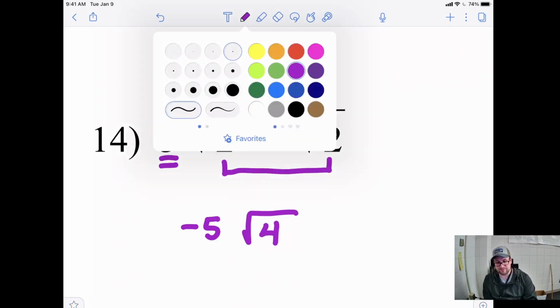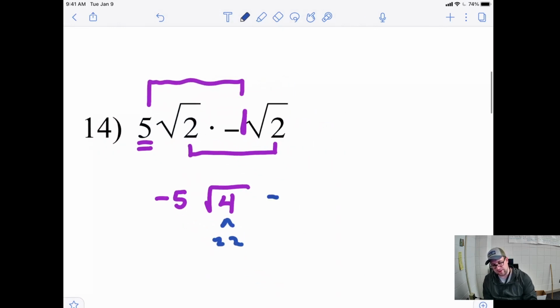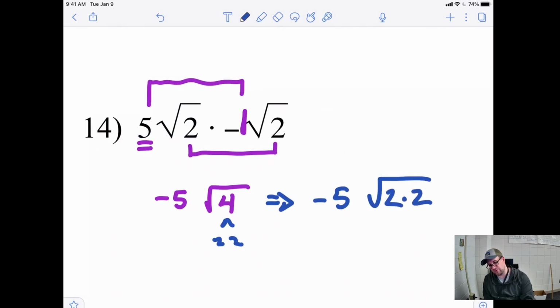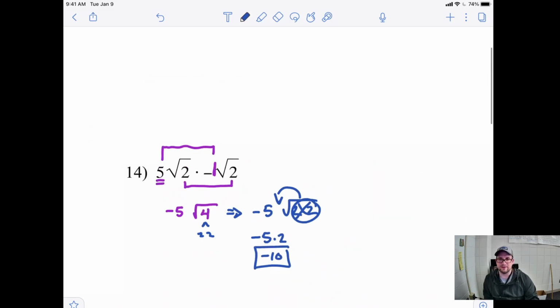Now let's simplify this thing down. 4 is just 2 and 2. So when I rewrite this, I'm going to get -5 square roots of 2 times 2. 2 2's, pull one out. Those get canceled. So I have 5 times 2. And our square root actually goes away too because there was nothing inside of it. So -5 times 2 is going to give us a -10, and we are done, ladies and gentlemen.